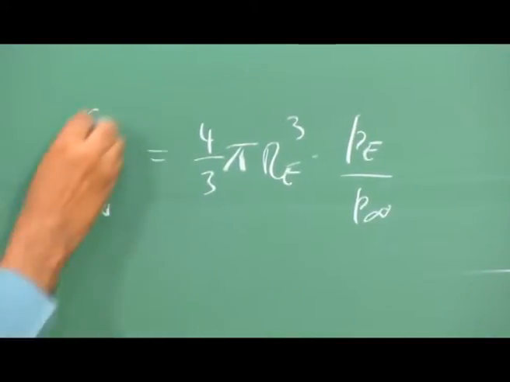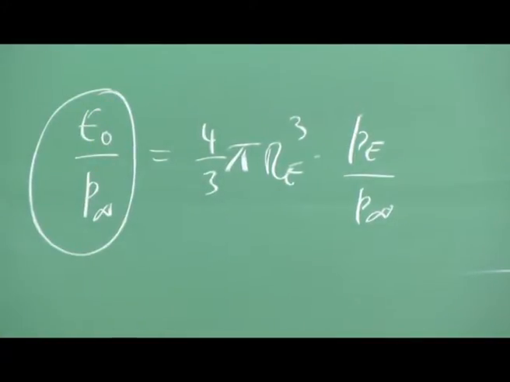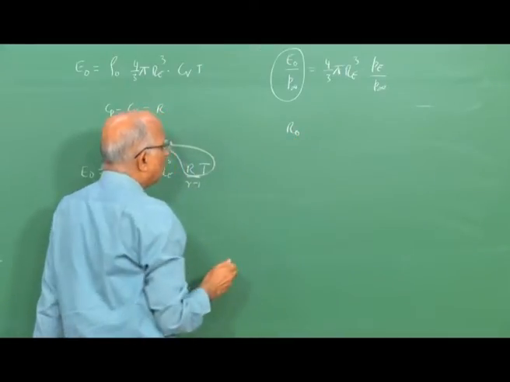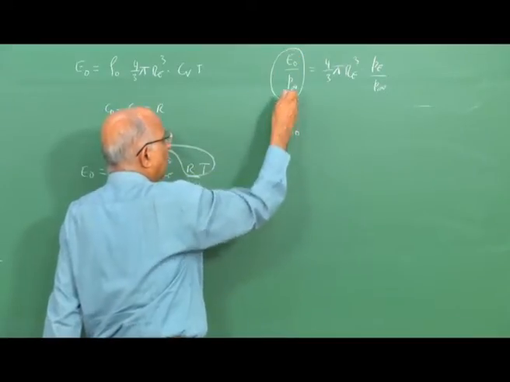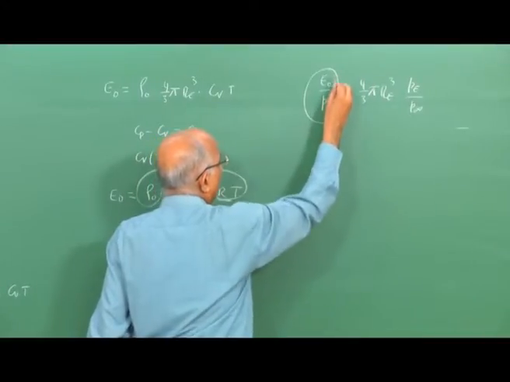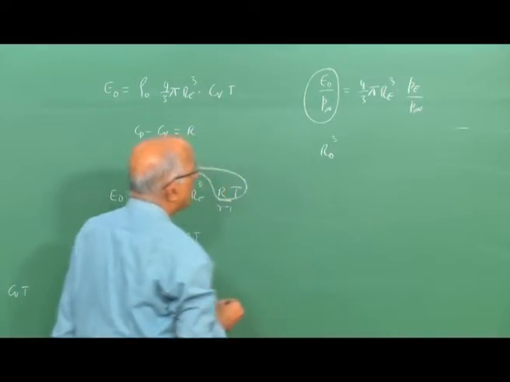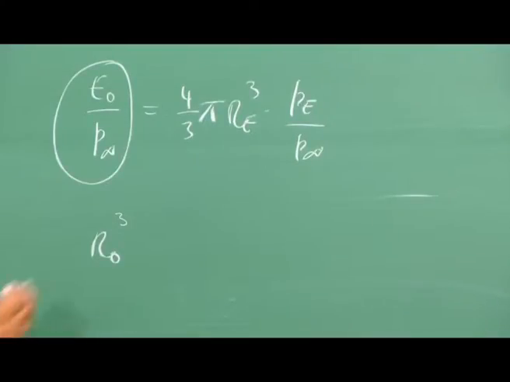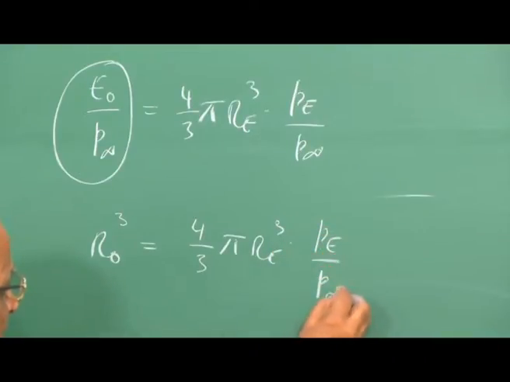Now, if we go back and say, well, this is my energy which is getting released, this is P0, and this is something like an explosion length. Mind you, when we talked of explosion length, we did not consider a given volume, but this energy is released in a given volume. Therefore, E0 by P infinity to the power 1 by 3 was R naught. This is therefore equal to R naught cubed, that is the explosion length cube, is equal to 4 by 3 pi into Re cube into the explosion pressure divided by the ambient pressure.